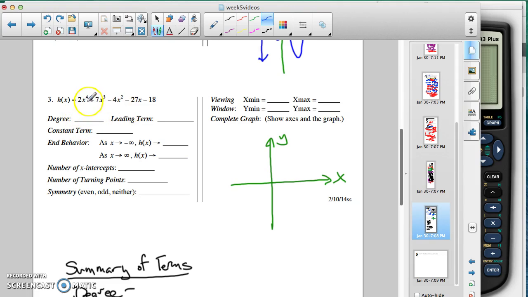Our degree here is the lead degree, which is 4. Our leading term is 2x to the fourth. Our constant term is negative 18. It's the one at the end.